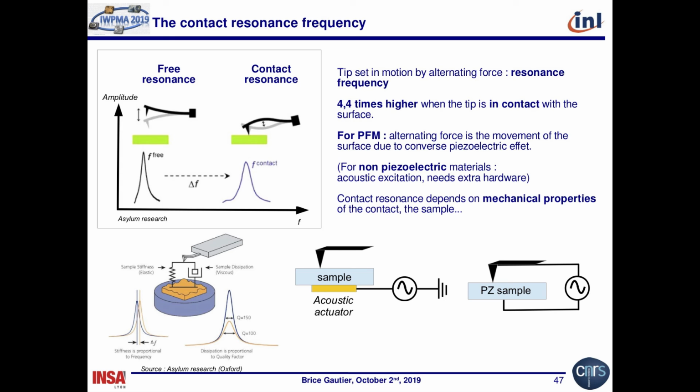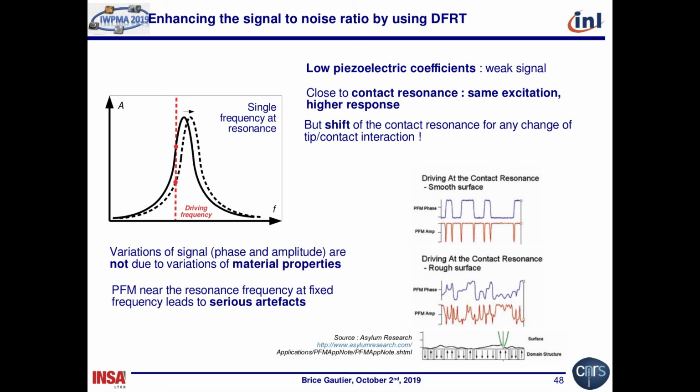So, okay, go to the resonance frequency, apply the same volt, and for the same volt, you will have a response which is enhanced by a factor of Q, if Q is the quality factor of this resonance. Seems simple. It can also be applied to a non-piezoelectric sample if you excite with an acoustic actuator. That's not the purpose. The problem is that you know now that the resonance frequency will shift anytime an interaction is present between the tip and the sample.